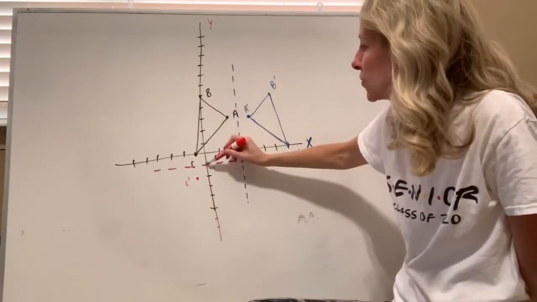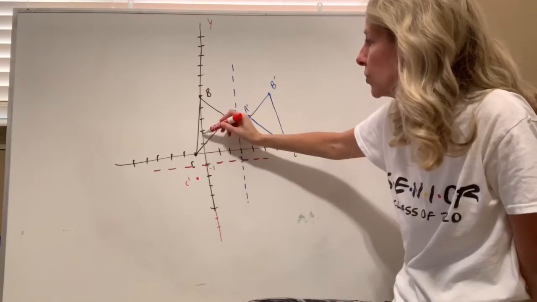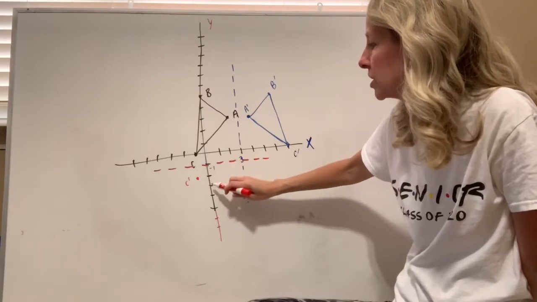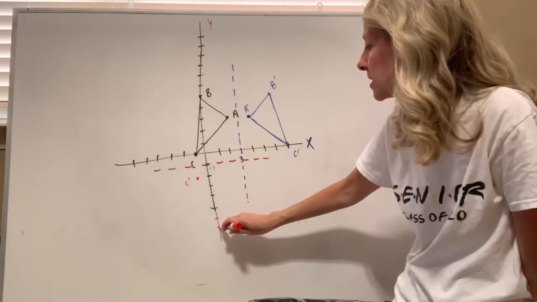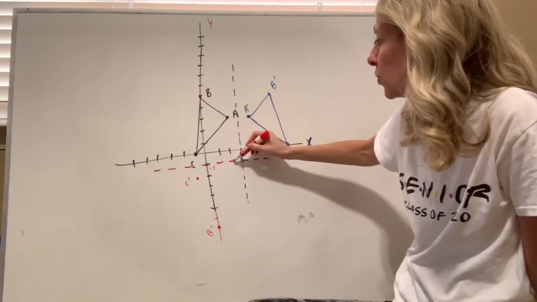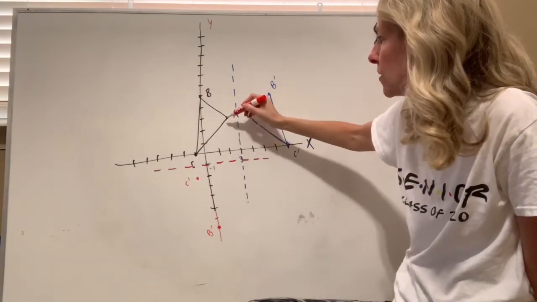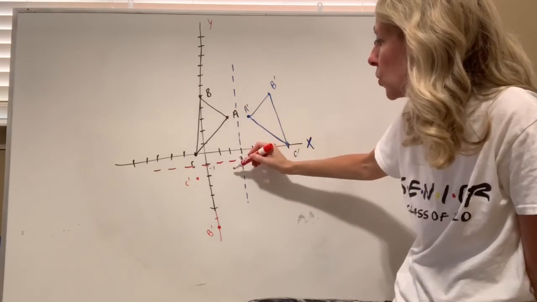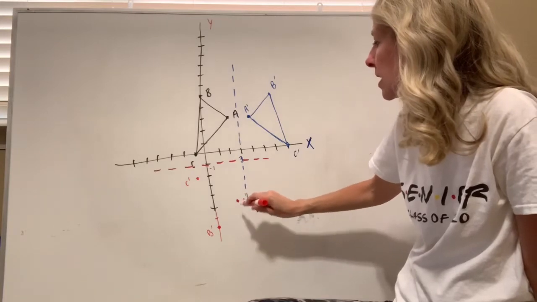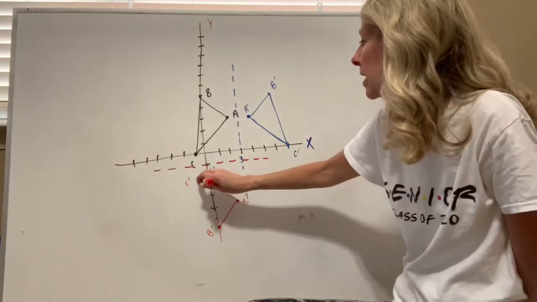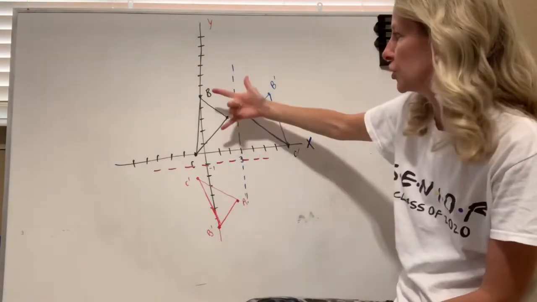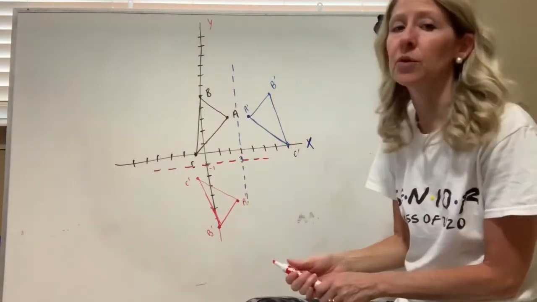Now B is from the red dotted line, it's 1, 2, 3, 4, 5, 6. So from the red, we're going to go 6 below. 1, 2, 3, 4, 5, 6. And then this point A, from the red dotted line, it's 1, 2, 3, 4 above. So we're going to go 4 below. 1, 2, 3, 4. And when we connect, we get that triangle. So if you took the black and you flipped it over, that would be the red one.